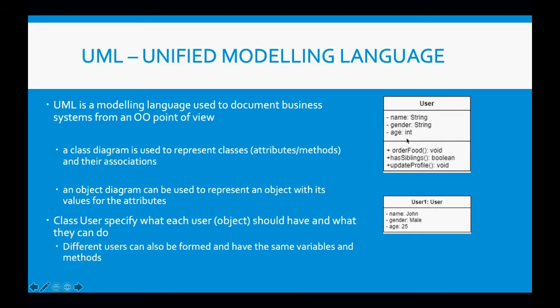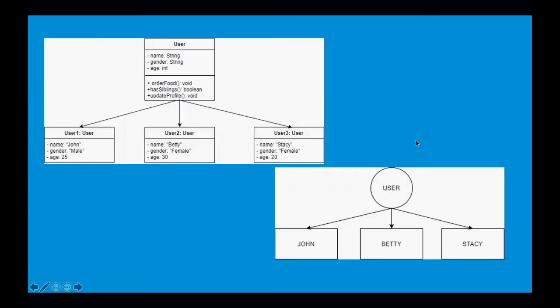Like I said, from this class, different users can be created. So I can have user 1, user 2, user 100. Different kinds of users can be created just from this one class. So different kinds of objects can be created from this class. And this is an example. From this one class, I created three objects: user 1, user 2, and user 3.